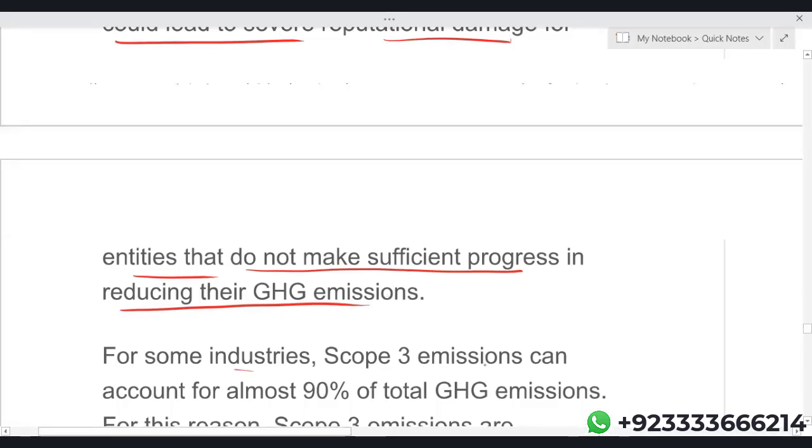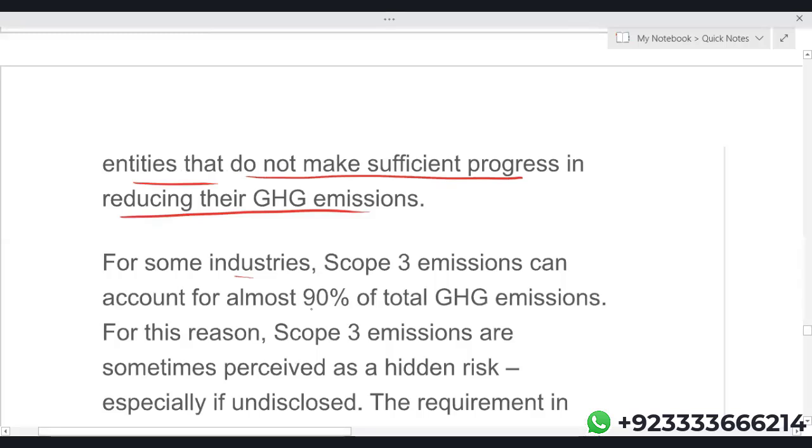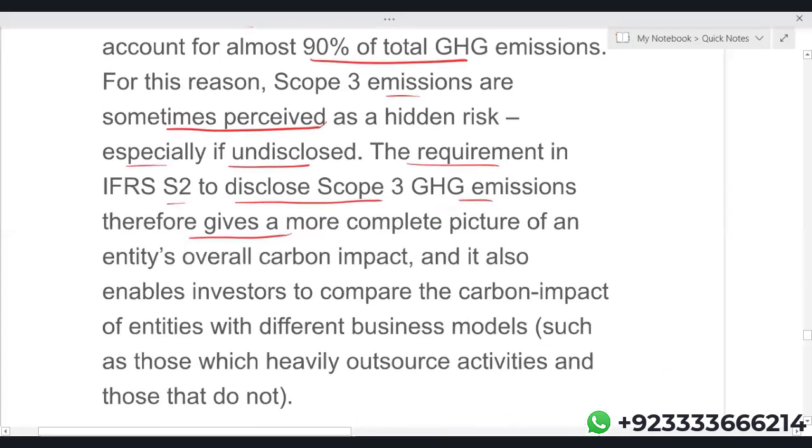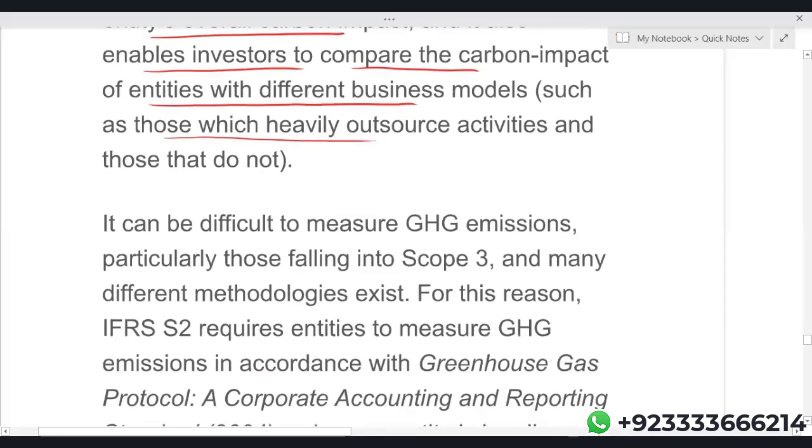For some industries, scope 3 emissions can account for almost 90% of the total greenhouse gas emissions. For this reason, scope 3 emissions are sometimes perceived as a hidden risk, especially if undisclosed. The requirement in S2 to disclose scope 3 emissions therefore gives a more complete picture of an entity's overall carbon impact. It also enables investors to compare the carbon impact of entities with different business models, such as those which heavily outsource their activities and those which do not.